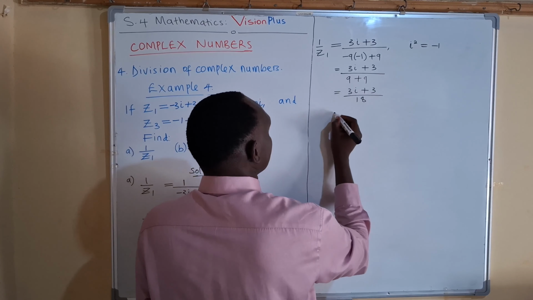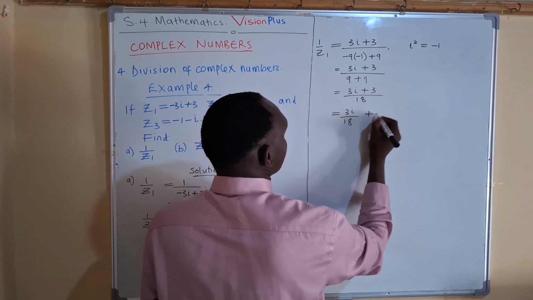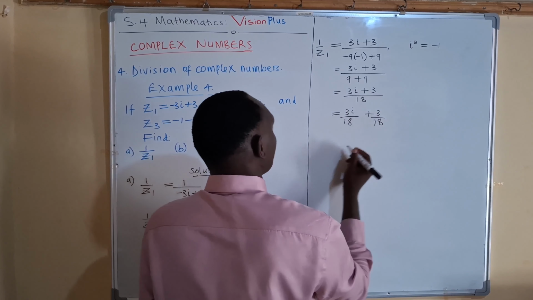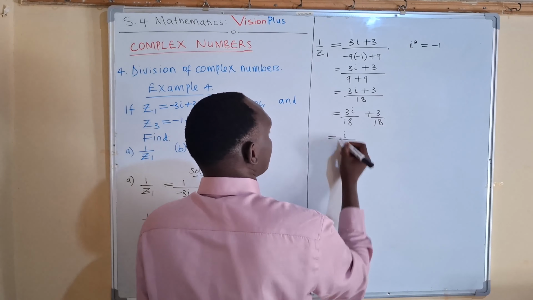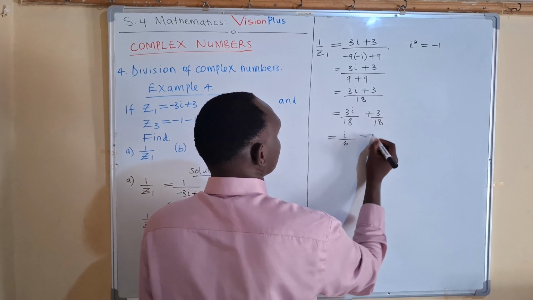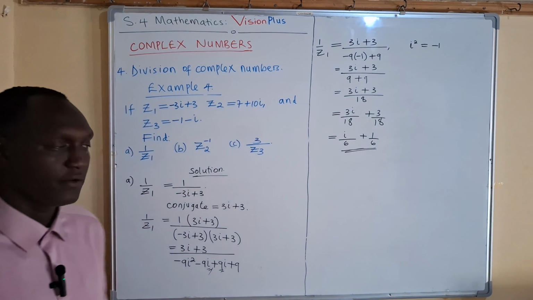If you add, then we separate. This gives us 3i out of 18 plus 3 out of 18. Then we simplify. By 3, we shall have i out of 6 plus 1 out of 6. That is the answer for part A.